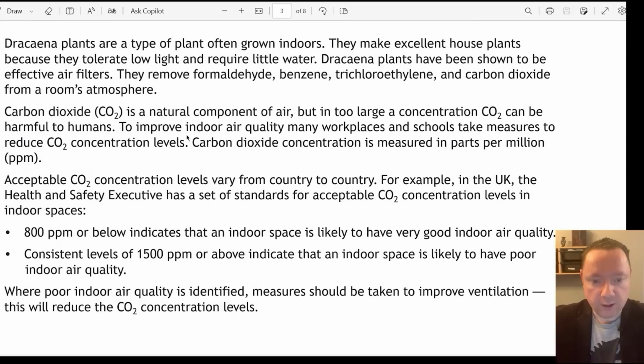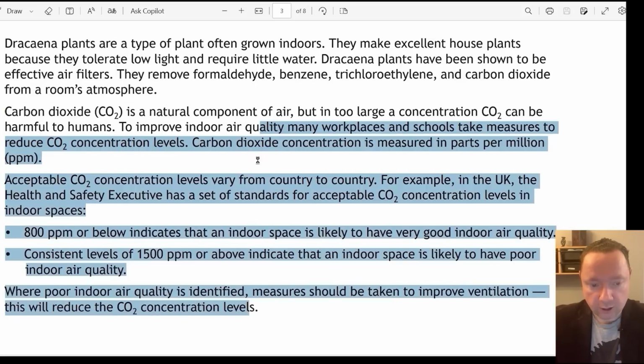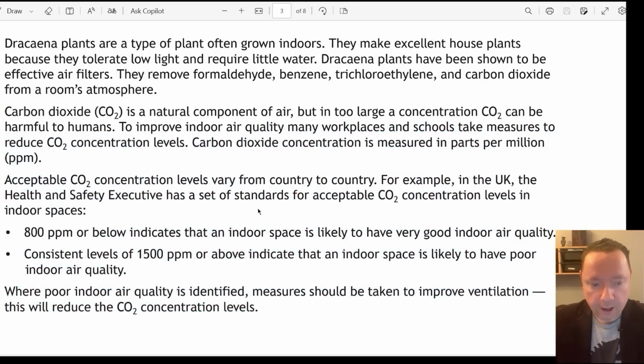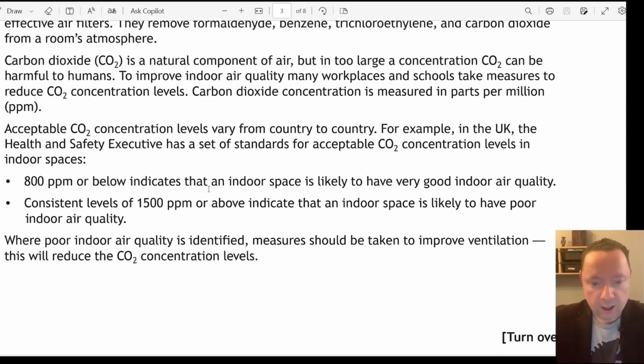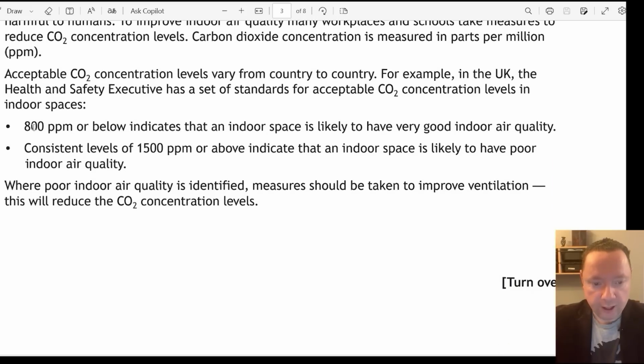So there's the pre-release material. It just talks about what these plants do, reduce CO2. It says they're used to try and improve CO2 levels. They're measured in parts per million. And it says the acceptable levels in the UK are below 800 for very good air quality, and above 1500 is poor air quality. When it's identified, control measures need to be taken to improve ventilation.